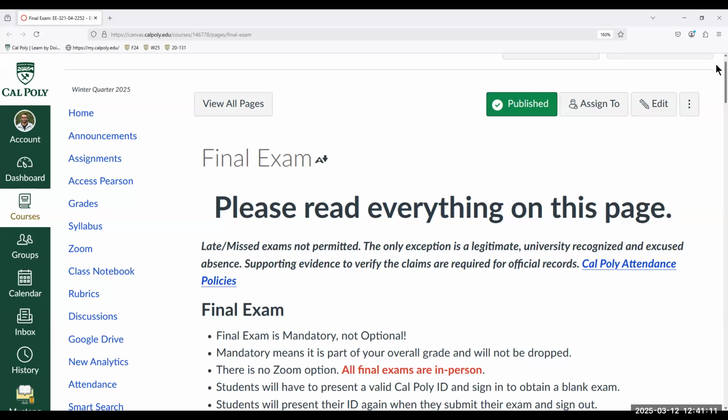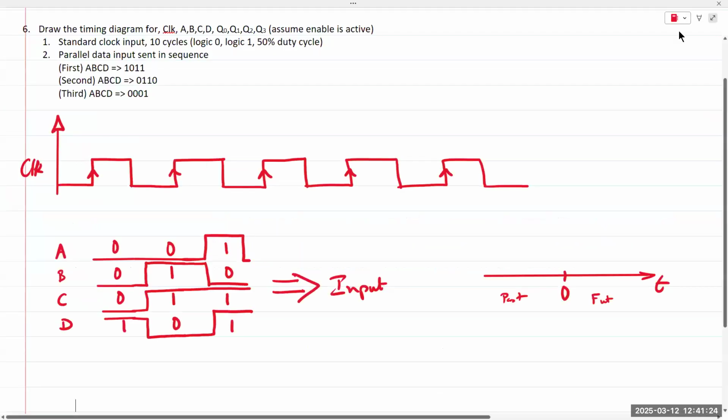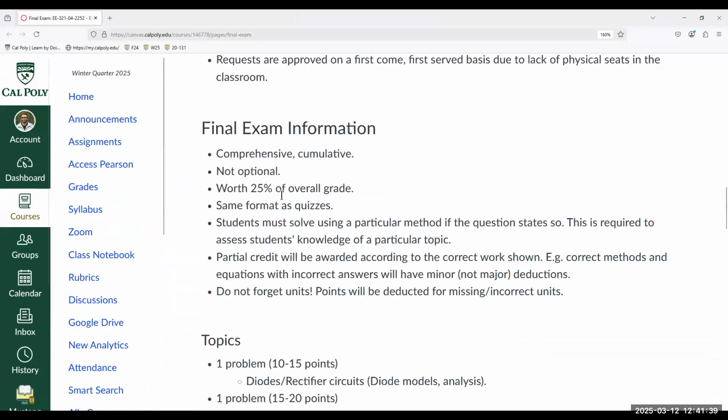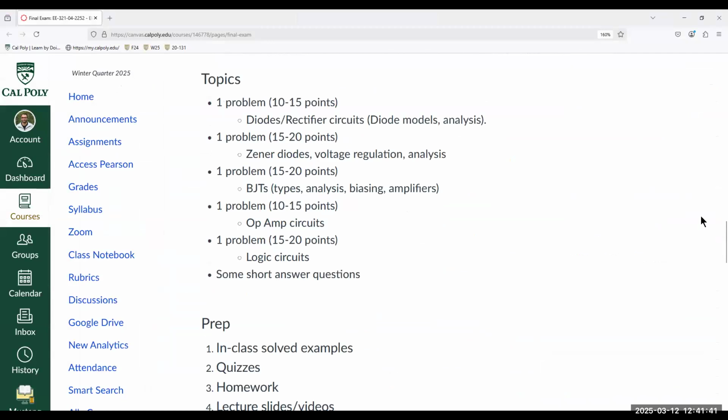Let's see. Yeah, that's that. Let's review the material. Oh, before I do that, let's see. Should have something here. All right.